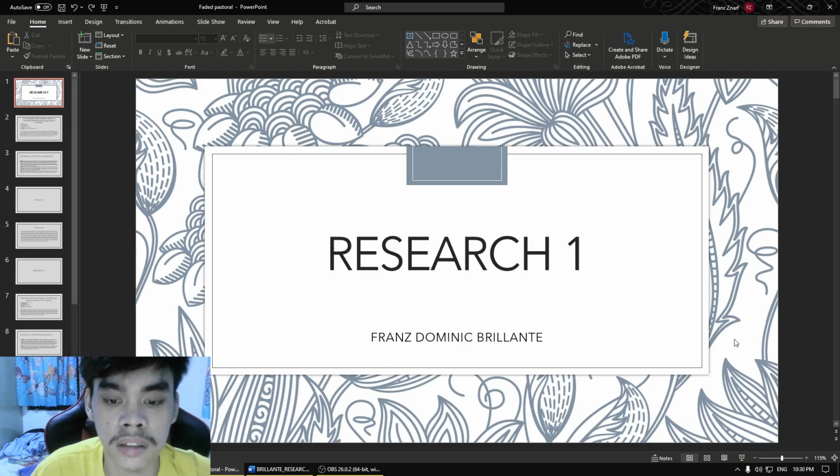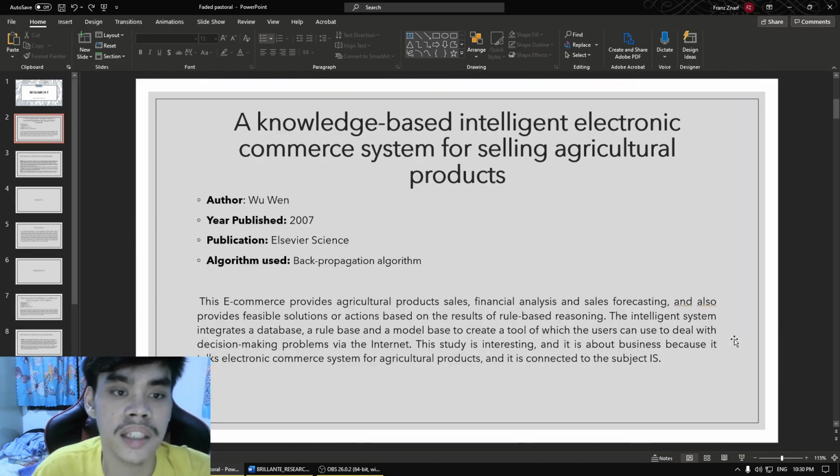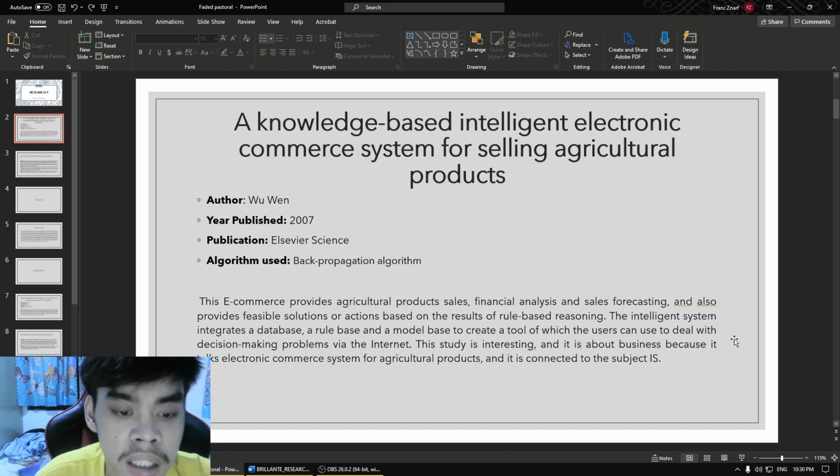So let's start. For my research one, the title is A Knowledge-Based Intelligent Electronic Commerce System for Selling Agricultural Products. The author is Wu Wen. The year published is 2007. The publication is Elsevier, and the algorithm used in this study is the backpropagation algorithm.